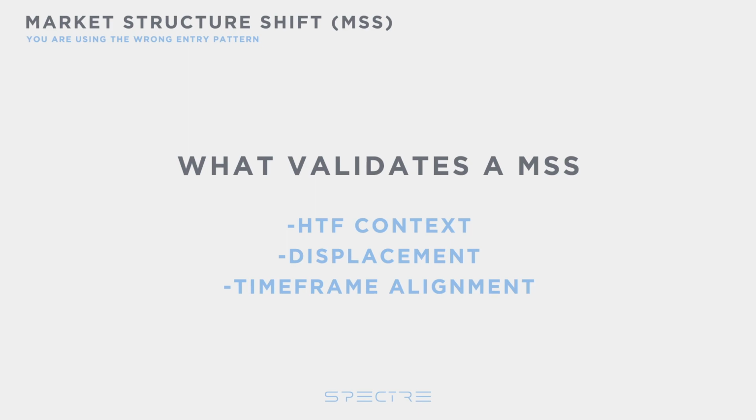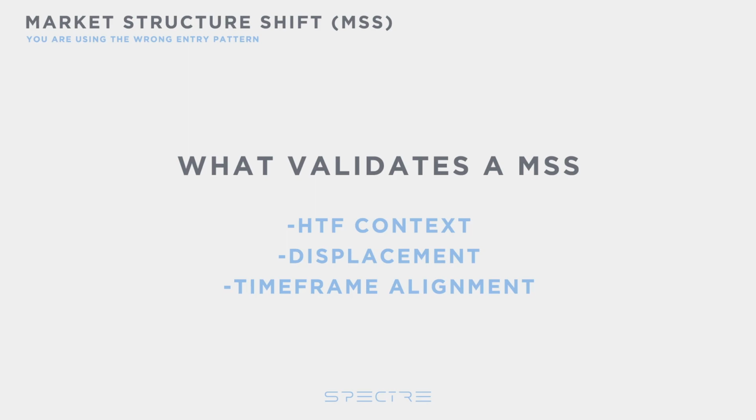The first being higher time frame context. We need higher time frame context to understand where the shift originates from. Without higher time frame context, an MSS is useless. There's no reasoning as to why it should hold, so don't expect it to hold without a higher time frame context.